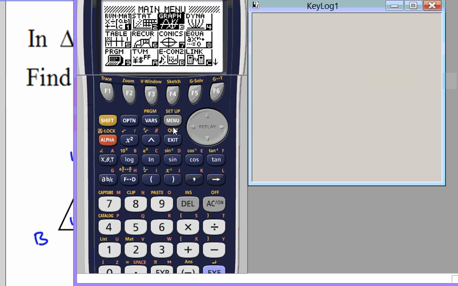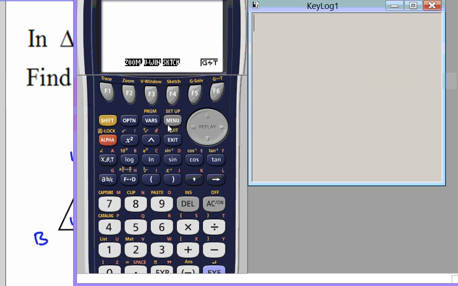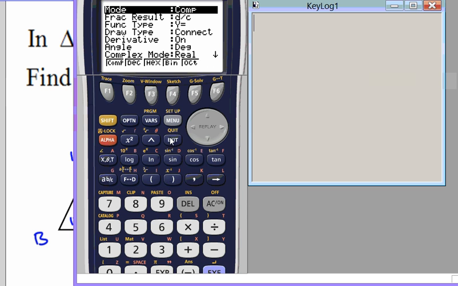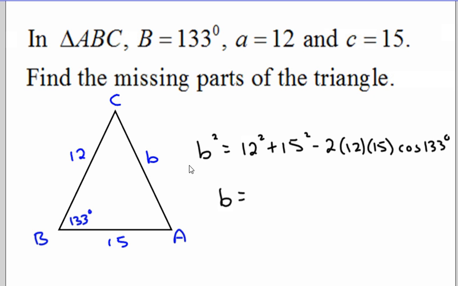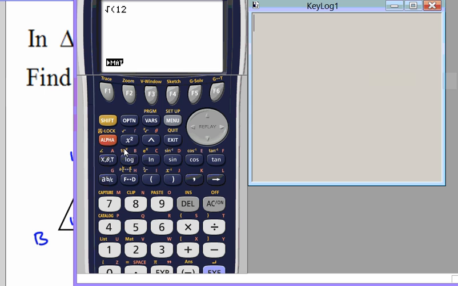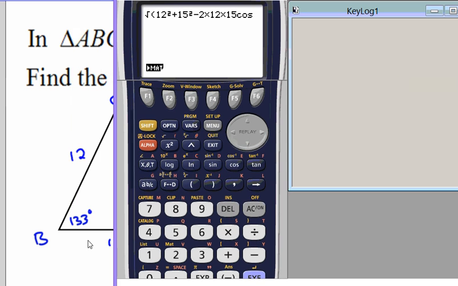I'm going to go back to the main menu. I'm going to check I'm in degree mode. That's what I want. All right, so I'm going to take the square root. Since b squared equals this, I'll take the square root of this. The square root of 12 squared plus 15 squared. Then I subtract the product of those two sides. So 2 times 12 times 15 times the cosine of the angle in between, which was 133.